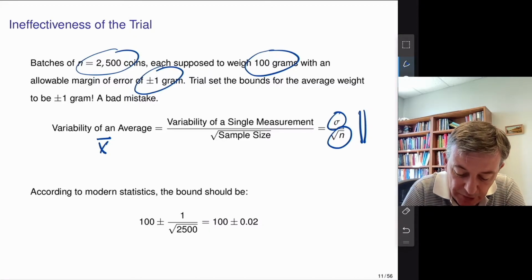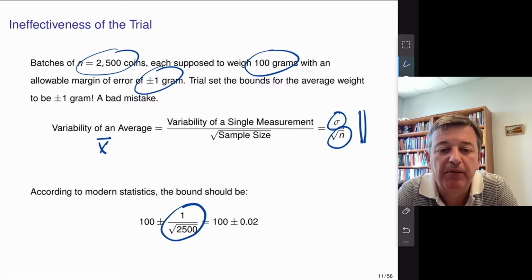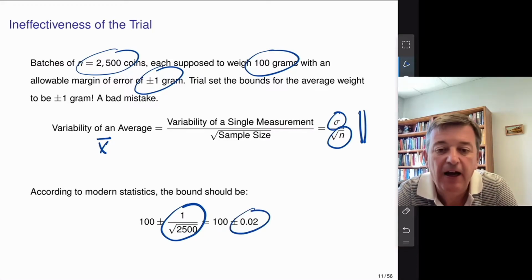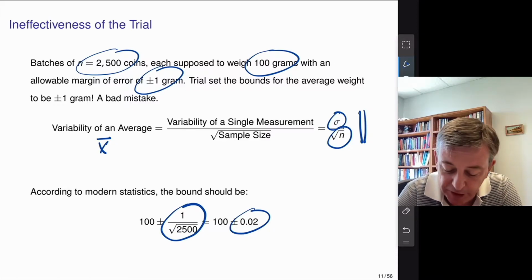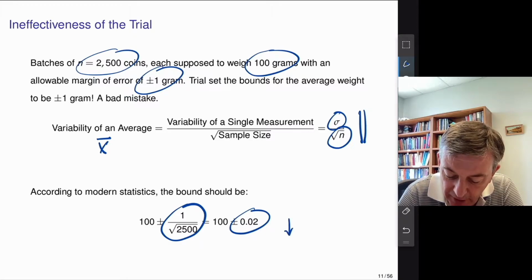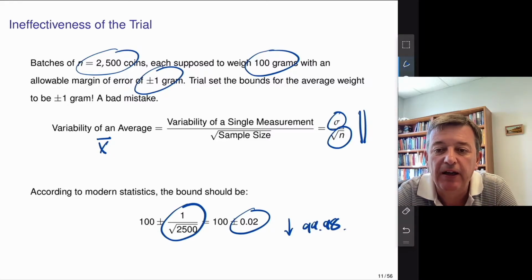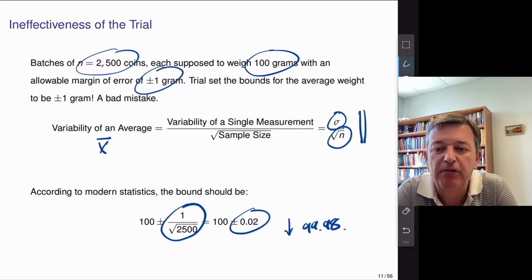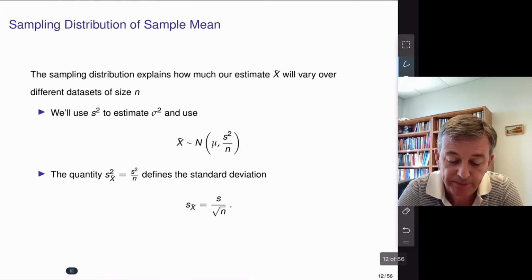And so what Newton should have done is, rather than go plus or minus 1, he should have gone plus or minus 1 upon the square root of 2,500, and that's a small number, 0.02. So he should have looked at a batch of 2,500 coins, measured the overall average. If the overall average was anywhere under 99.98, he should have realized that some of the coins in that batch were bad. Okay, so there's a good example, again, of using random samples, trying to understand the variability that you would expect in a random sample, and then being able to figure out whether something is wrong or not.